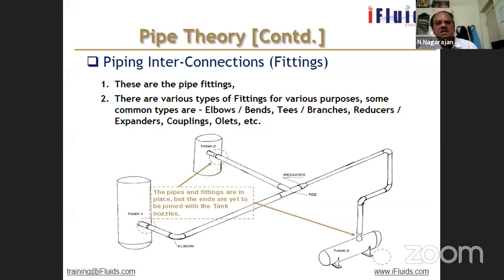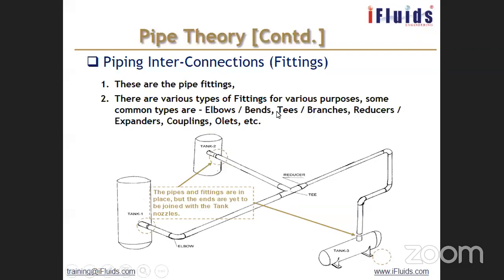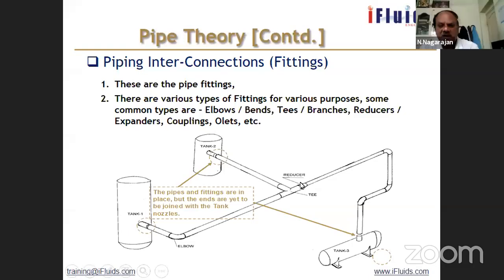So you remember these names: elbows, bends. Bend is for longer radius, elbows may be shorter. Tees is where three pipes join, or branches. You may call it that: this pipe is branching into two. You can call it a branch sometimes.